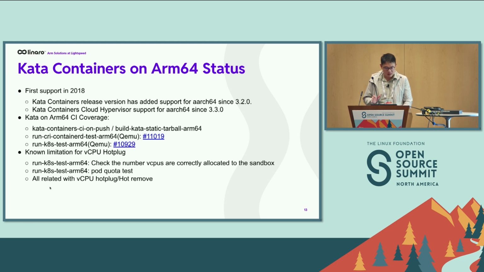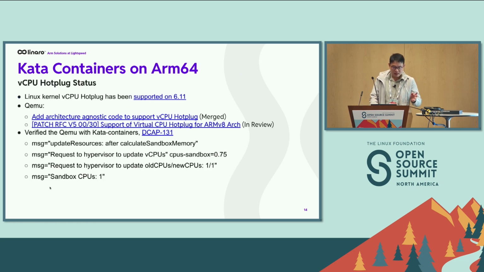So, the current limitations here for Kata: this is the vCPU hotplug support. And from the Kubernetes perspective, the problem is that the pod quota size has an issue. And I can introduce why the vCPU hotplug support has a problem. So here is the status for vCPU hotplug.